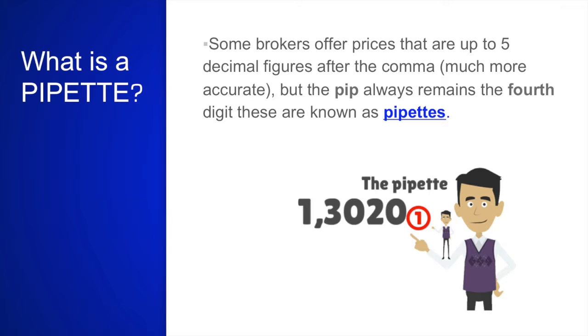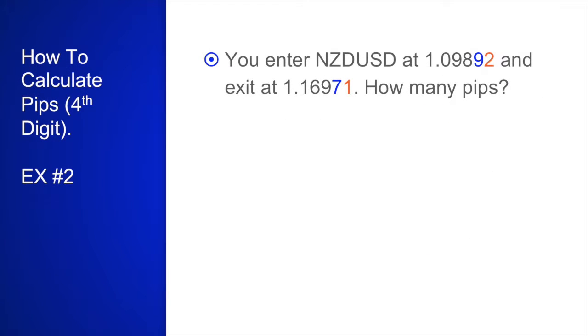The one that you care about is the 4th decimal place. So now here's our second example. You enter New Zealand dollar at 1.098992 and exit at 1.16971. How many pips? So right now, you should have your calculator out. You can pause the video. You should be subtracting these numbers to find out what that decimal answer is.